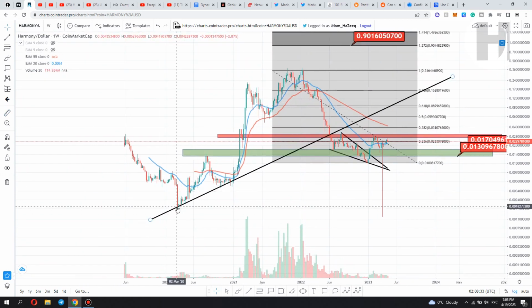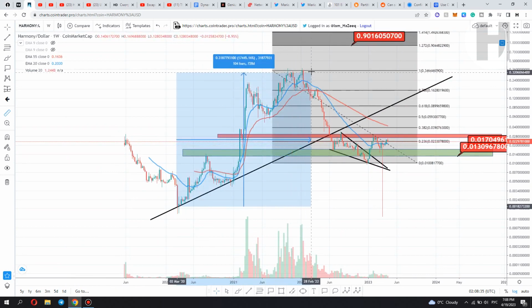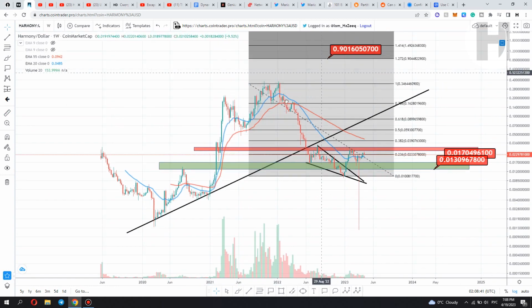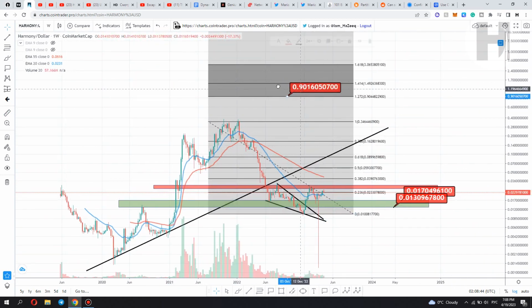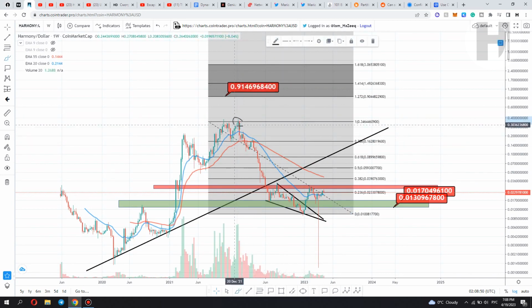If we take a look at this low in March of 2020 and the high that we printed there, that was a 19,000% move to the upside in a year and a half. So definitely things like this could happen. So 90 cents is going to be your major target here, your minimal target, after breaking above the all-time high price. The next target would be the 1.414 at $1.50.